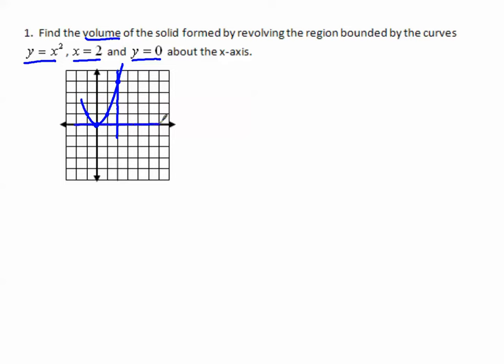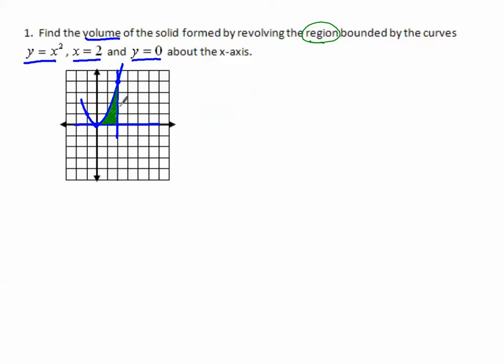So when it says revolving the region, the region described is what I'm going to shade, and it's the part that's touching all of the curves listed. The parabola is being touched, the vertical line x equals 2 is being touched, and the horizontal line y equals 0 is being touched. This is the region that I'm going to revolve.